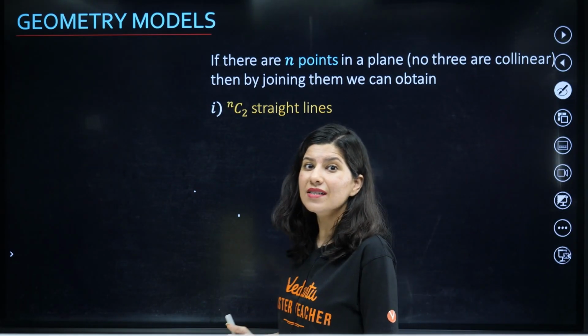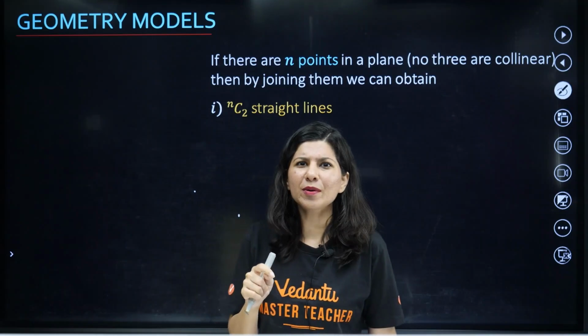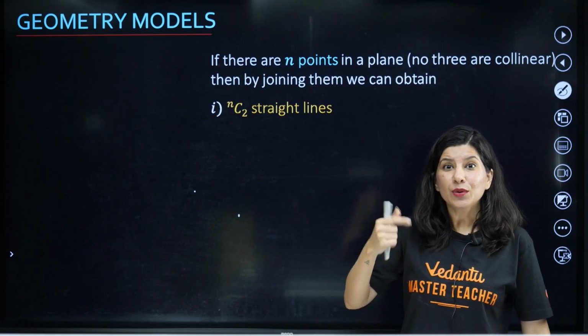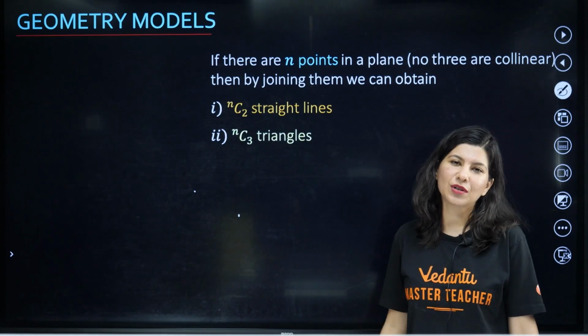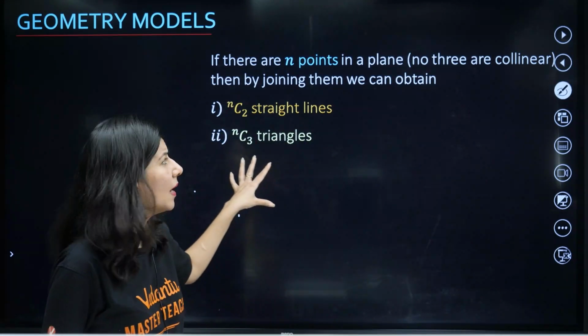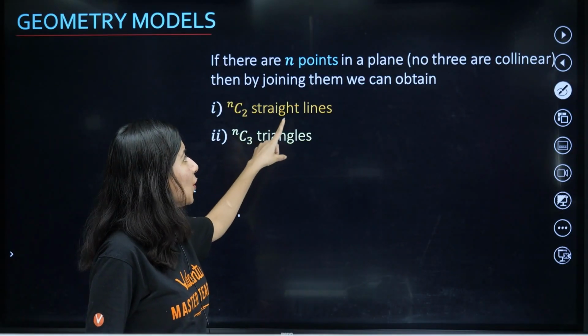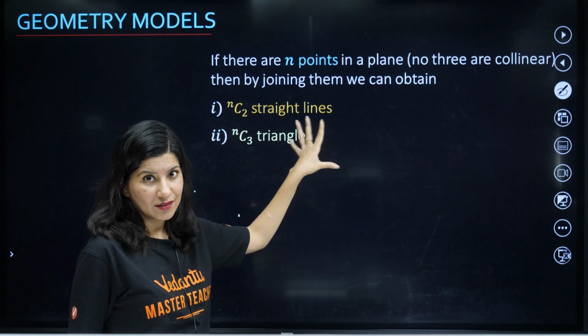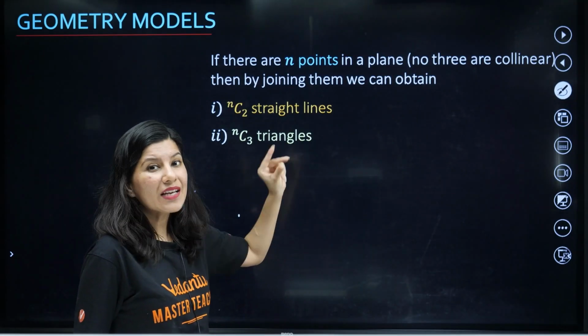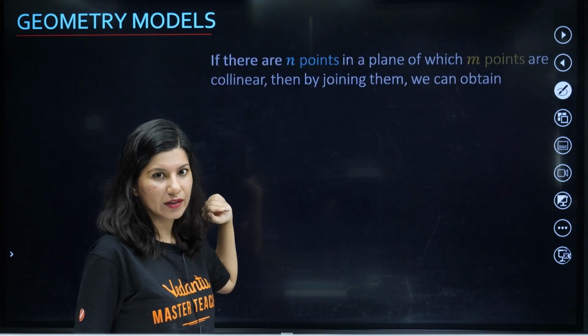But how many triangles are possible? So how to form a triangle? Every unique selection of 3 points will give you a triangle. So NC3 triangles, right? So simple over here. But understand, n points, no 3 are collinear, okay? But now we can add some twist to it. We can make some of the points collinear, okay?